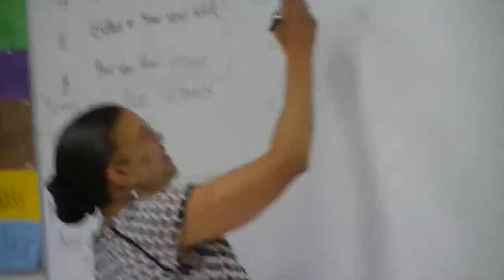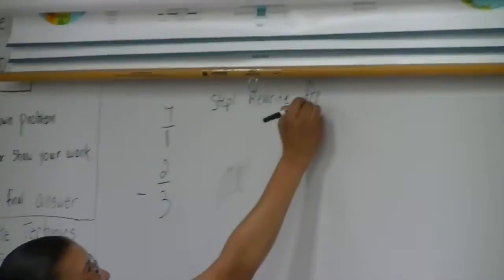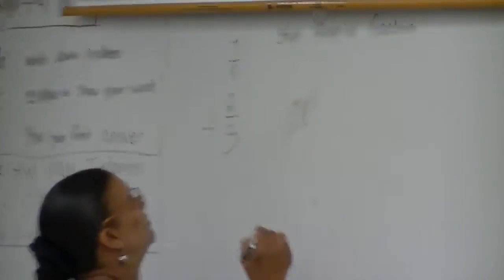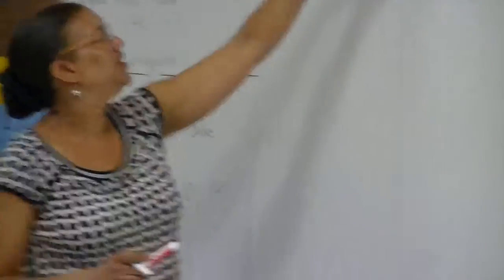Seven eighths take away 2/3. Can I subtract the way this is written? No, because the two denominators are different. So the first step I need to do, step 1, rewrite the fraction. What number can be divided by both 8 and 3? Malin: 24. 24 again.